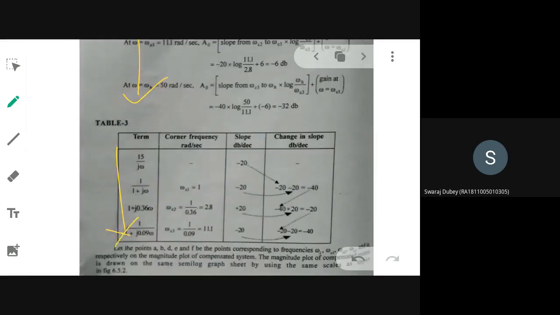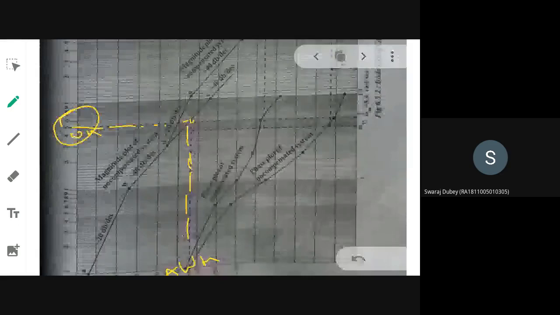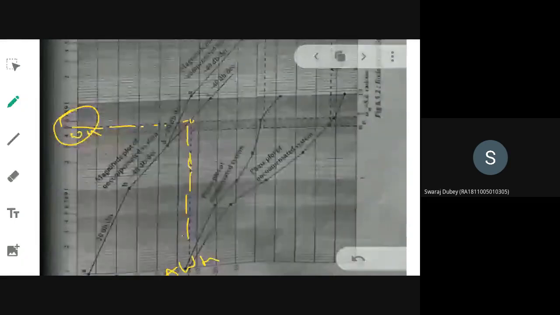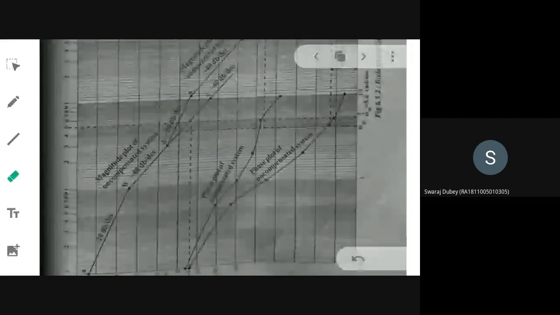As usual, follow the procedure for drawing the magnitude plot and the phase angle plot. Next, you have to draw one more Bode plot as shown in this graph. You have drawn one for the compensated system and one for the uncompensated system, and from this you will determine the phase margin for the compensated system.